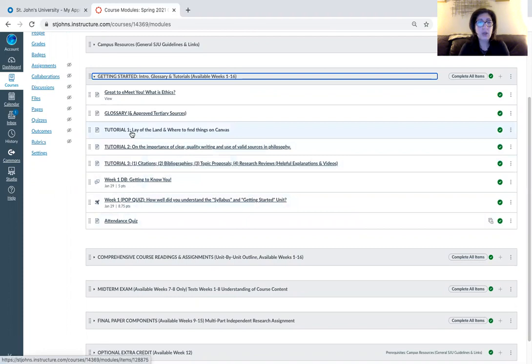Okay, so tutorial, lay of the land and where to find things on Canvas. There is a little bit of overlap with the one that the campus provided. However, this one is specific to our course, so it's helpful to you. Tutorial number 2 is on the importance of clear quality writing and the use of valid sources in philosophy. We touched upon this already by talking about intellectual property and plagiarism and those rules. But above that, it's very important to have a very clear, concise writing style for philosophy papers because you want to get your point across in a certain way.